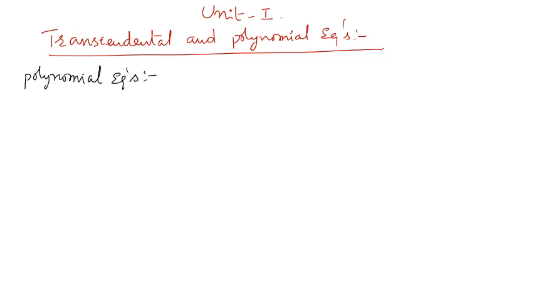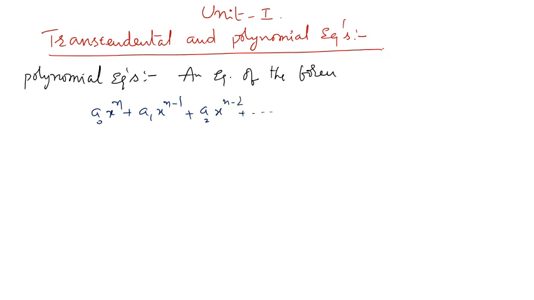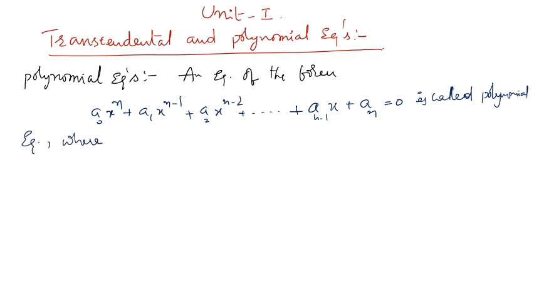Polynomial equation. An equation of the form a naught into x to the power of n plus a1 into x to the power of n minus 1, plus a2 into x to the power of n minus 2, and so on, plus an minus 1 x plus an equal to 0 is called polynomial equation, where the coefficient of x to the power of n, that is a naught, must be not equal to 0. This equation possesses n roots.